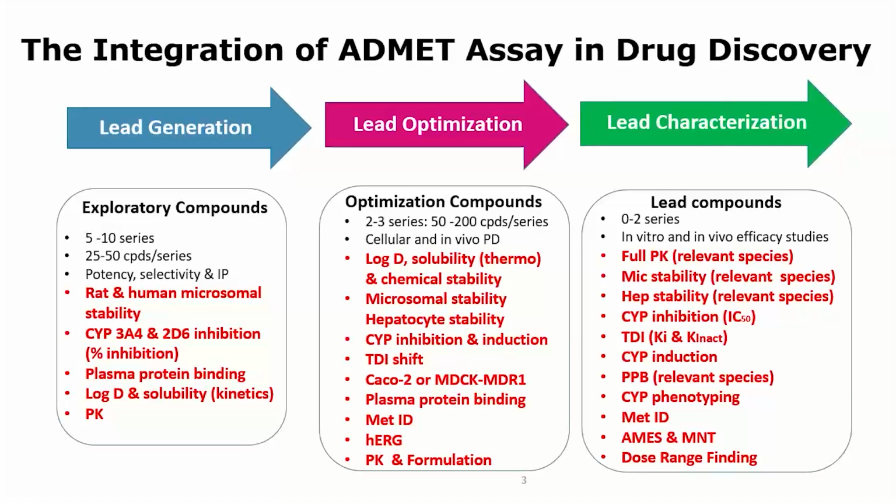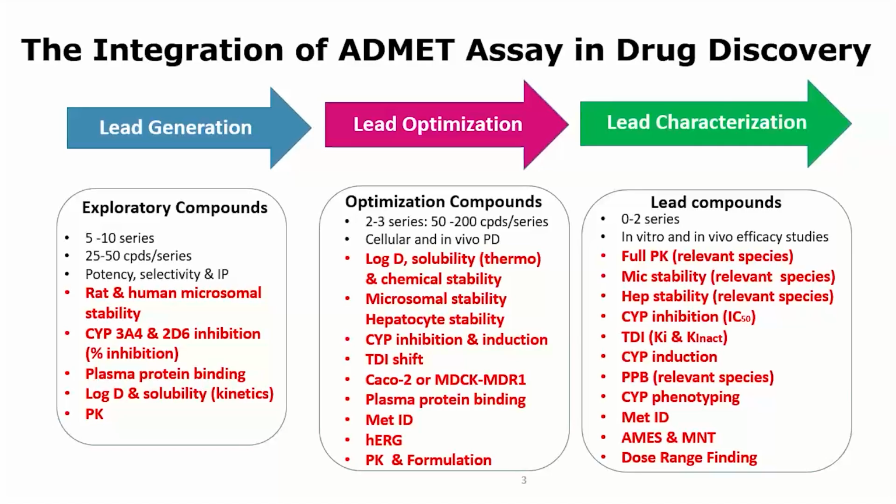These are the highlight assays you want to do. Also, we want to do some phenotyping assay, which is required by FDA. And for TDI, we want to do some KI/kinact. If you have some problem in terms of time-dependent inhibition, you can combine with the hepatocyte induction assay, looking at mRNA, or looking at activity to see if you have a TDI issue.